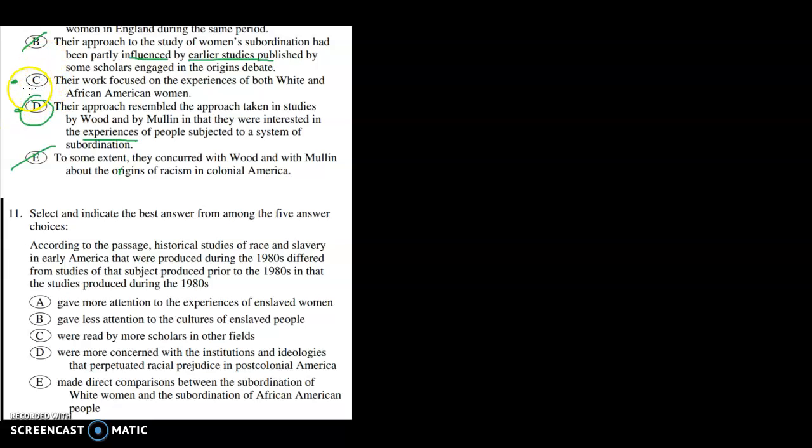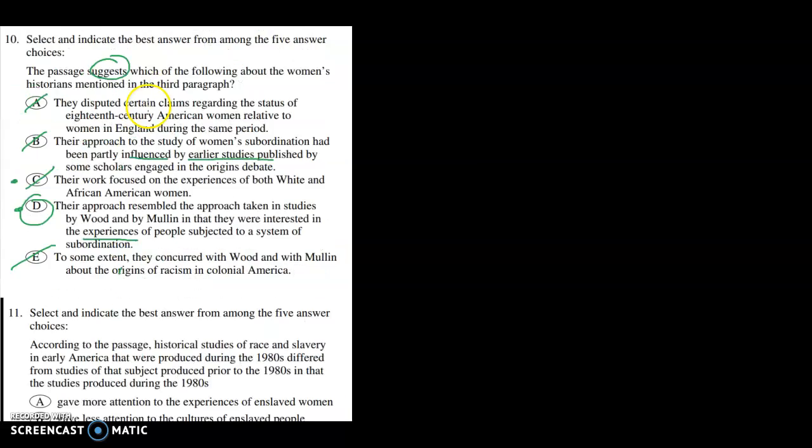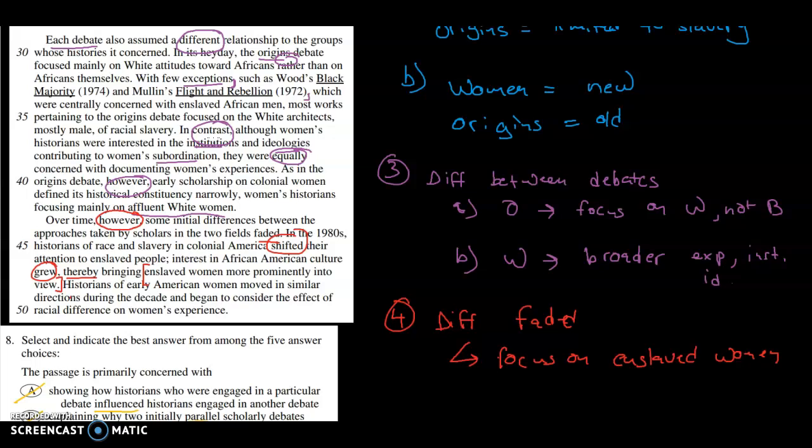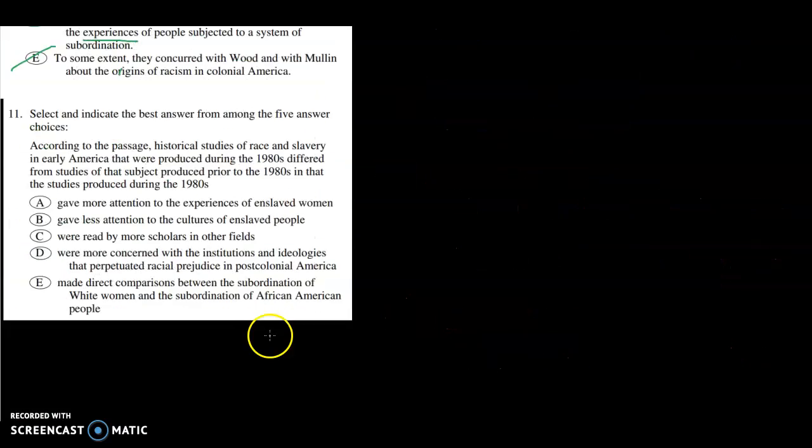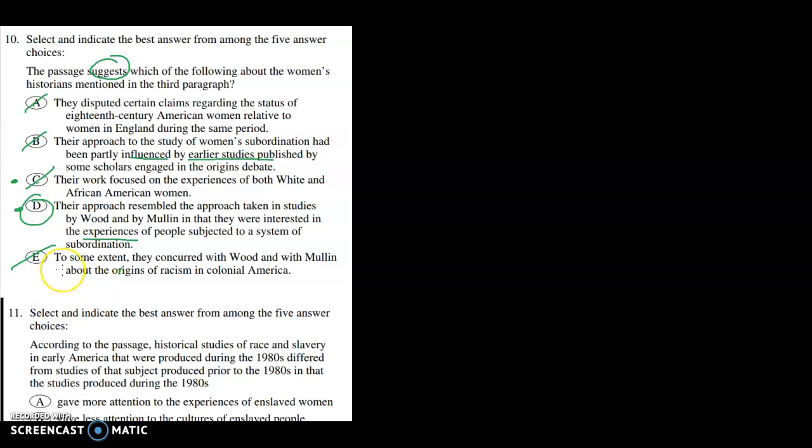If you look back over it, we can eliminate C. Nowhere do they talk about focusing on the experiences of both the white and the African American women. And again, just sort of double checking that. Let's look at this. Origins, what do we talk about here? Although, in contrast, although women's historians were interested in the institution's ideologies contributing to this, they were equally concerned with documenting, as in the original debates, however, the origins debate scholarship defined its women's historians focusing mainly on affluent white women. So that would for sure rule out point C.